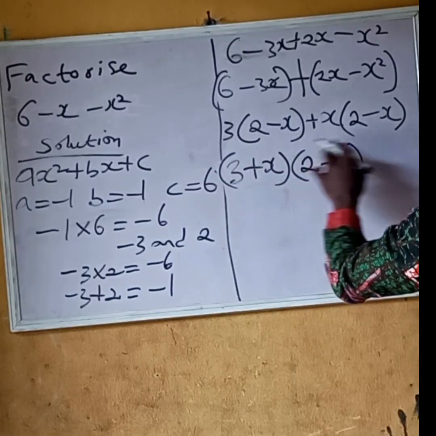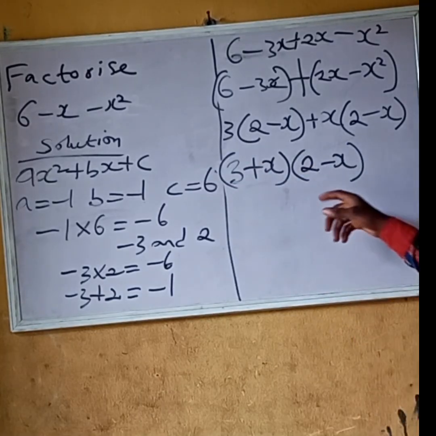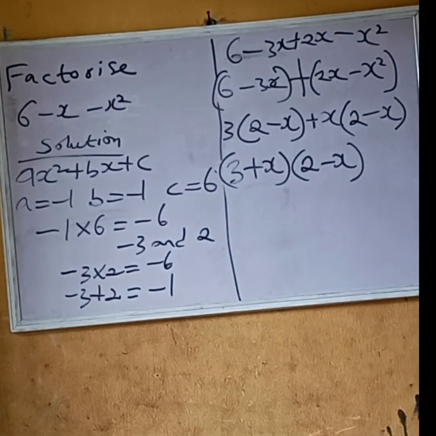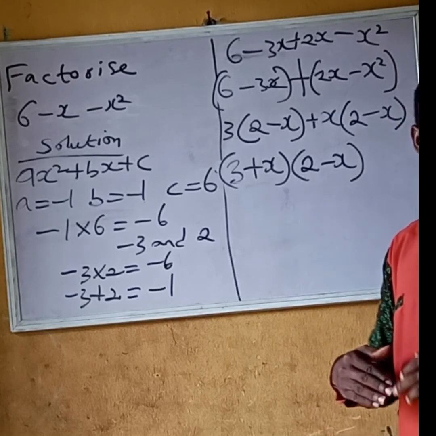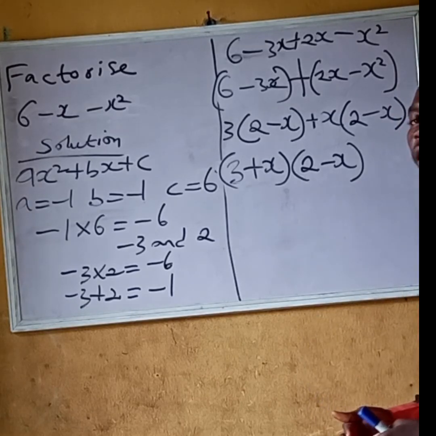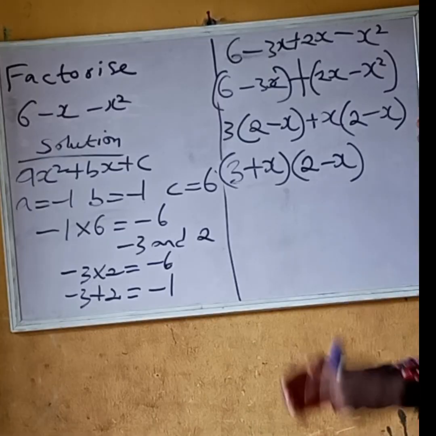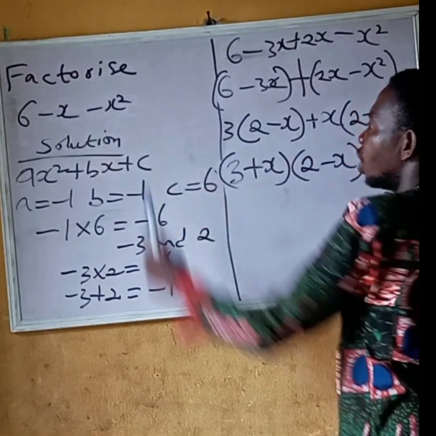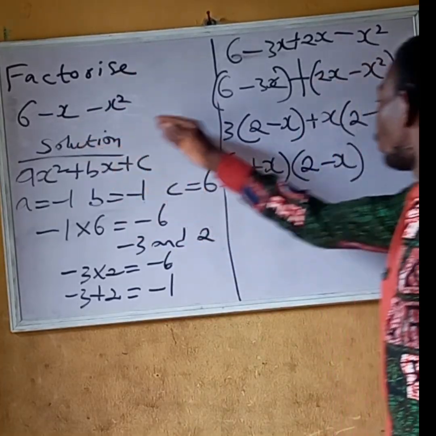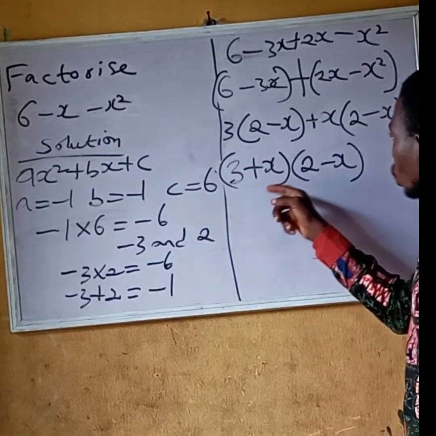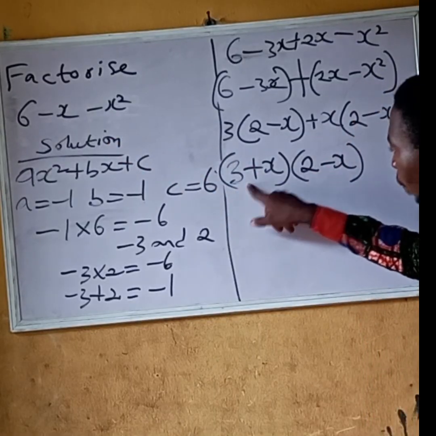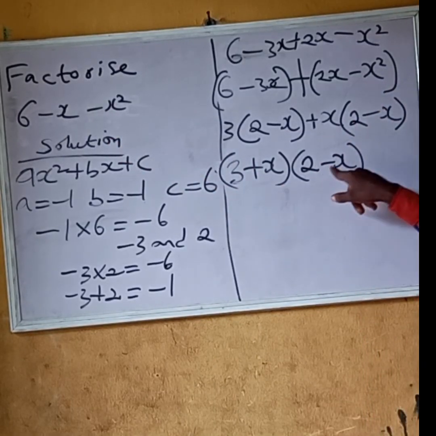So everything here is multiplying everything here. So these are the factors of this expression. Remember I said to factorize means to create or to separate the factors of an expression in such a way that when the factors multiply themselves, they give you back the expression. So we have factorized; we have brought out the factors of this expression. The factors of this expression are 3 plus x and 2 minus x.